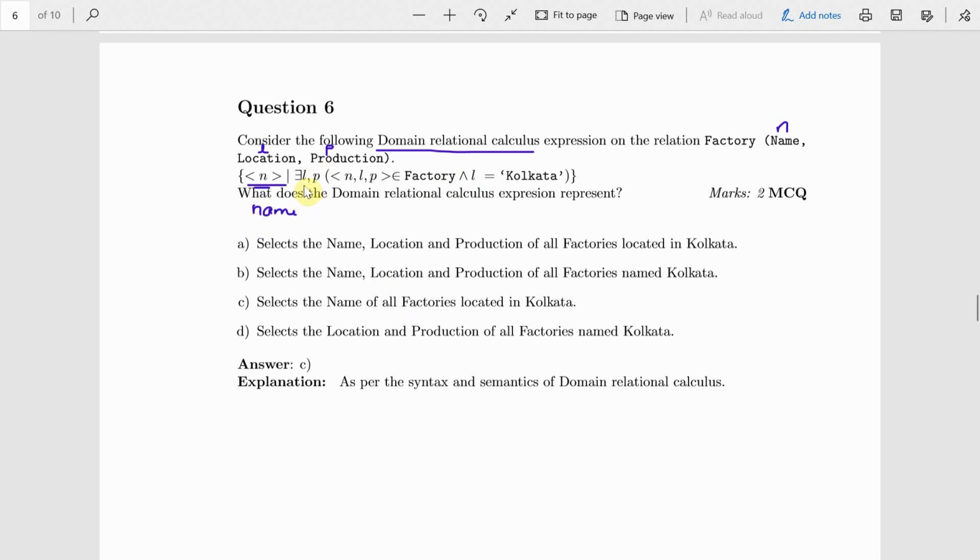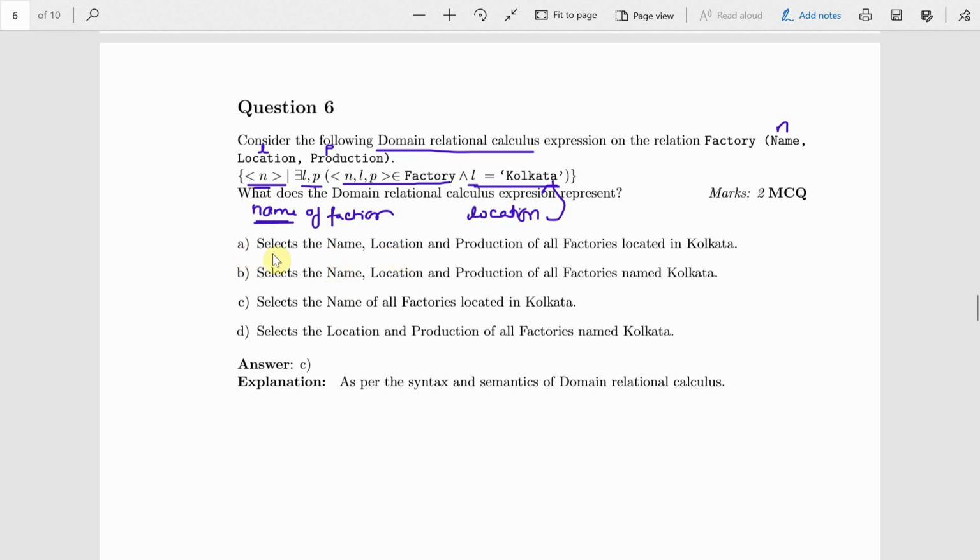What are the remaining attributes? Location and production. There exist name, location, product belonging to factory. What is the condition? L is the location of the factory, which should be Kolkata. Means it is finding the name of the factory in the output whose location L is Kolkata, right?